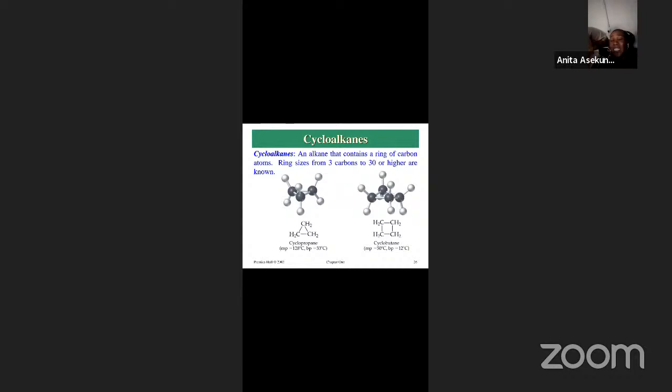So the list of cycloalkanes starts with cyclopropane when carbon is 3. When carbon is 2, they cannot form a ring. It's only 3 that can form a ring. So remember, in terms of isomerism, 3 cannot form isomer. Isomerism starts at carbon number 4. Please don't forget.